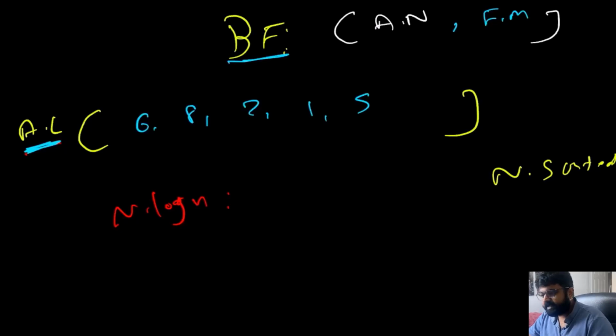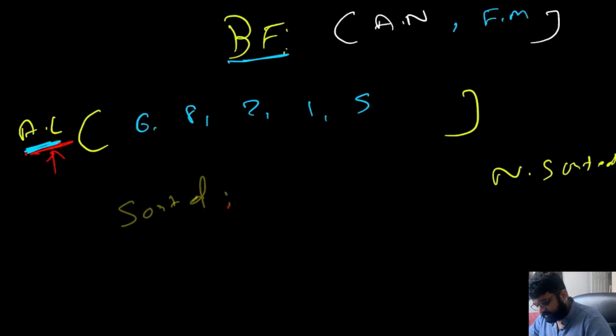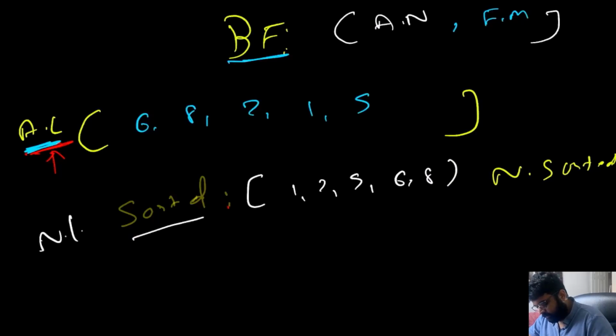If we call the collections.sort method in any programming language, it sorts the given array for us in n log n time. After that, we are going to have a sorted array, and the sorted array is going to look something like this: 1, 2, 5, 6, 8. And this sorted portion took us n log n time.